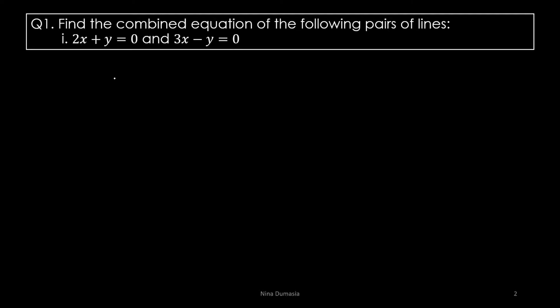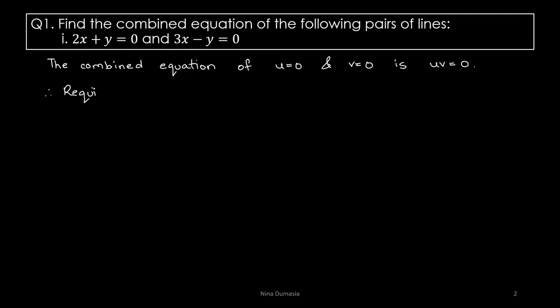So you should write down the statement that the combined equation of u is equal to 0 and v is equal to 0 is uv is equal to 0. You should write this first in every question, and after that just multiply and write down the answer. So therefore the required combined equation is 2x plus y into 3x minus y is equal to 0.